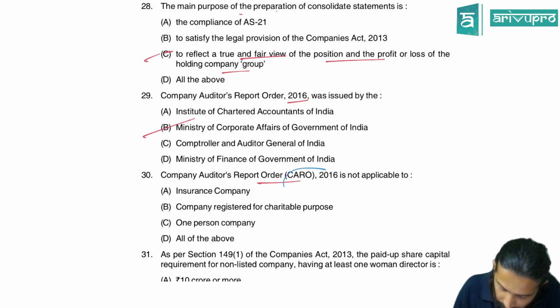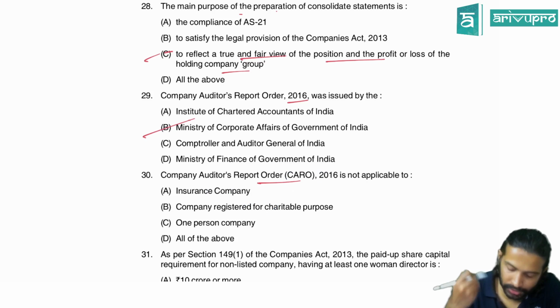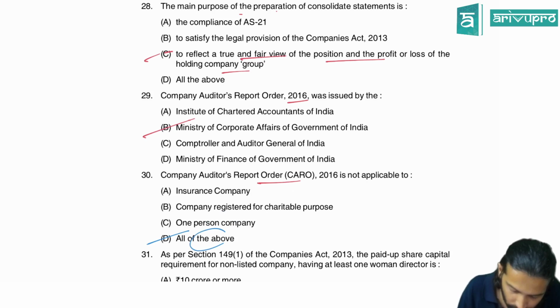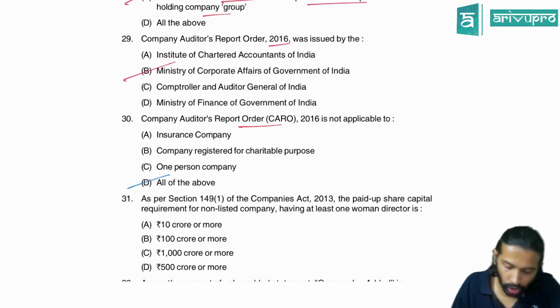Okay, company's audit report is not applicable for what company? Is it applicable for an insurance company? No. Is it applicable for a company registered for charitable purpose? No. Is it applicable for OPC, one-person company? No. So the answer is all of the above. CARO is not applicable.